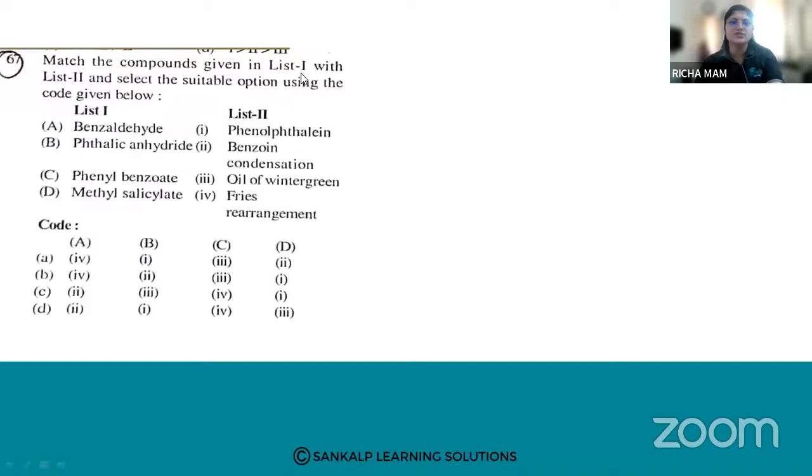Next one, match the following given in list 1 with list 2 and select the suitable options using the code below. You can match the compounds in list 1 with the suitable options in list 2, and you can give the answer.